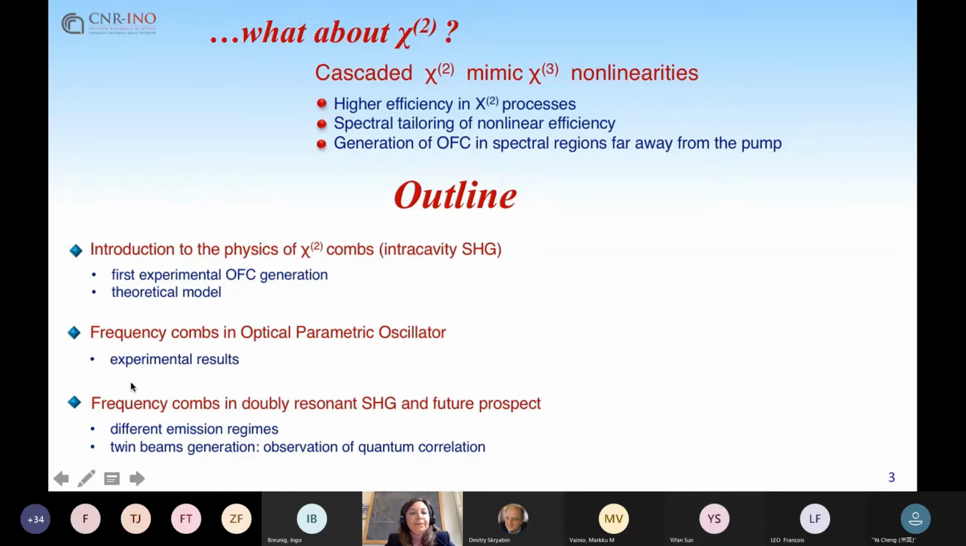And in the final part of the talk, I would like to show you our latest results about frequency comb generation in a doubly resonant second harmonic generation system. In this system in particular, we were able to manage different emission regimes, and in a particular regime where only twin beams are generated, we were able to observe quantum correlation.